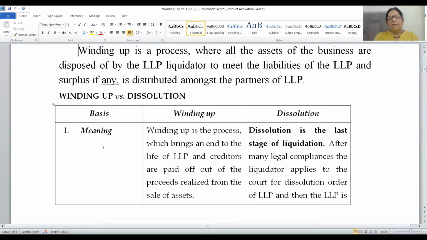What is the difference between winding up and dissolution? These two terms, friends, cannot be used interchangeably. Winding up is different from dissolution. There are two bases of distinction between the two terms. One is the meaning. Winding up is the process which brings an end to the life of LLP. It is a process through which the life of the LLP comes to an end. Creditors are paid off out of the proceeds which are realized from the sale of assets. And when we talk about dissolution, dissolution is the last stage of liquidation. After many legal compliances are fulfilled, then the liquidator applies to the court for the dissolution order of the LLP. And then the LLP is dissolved.